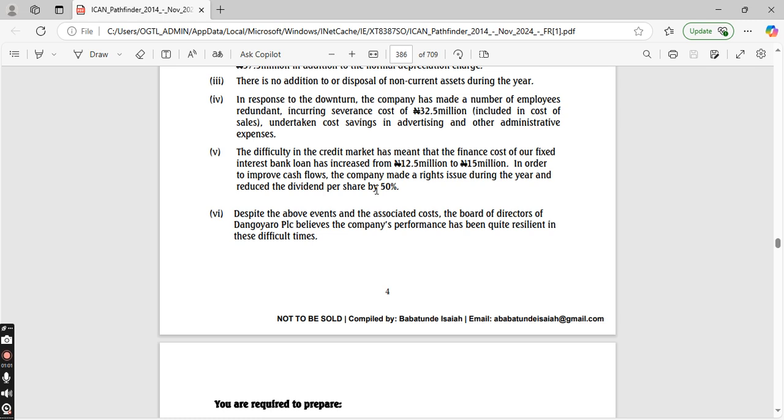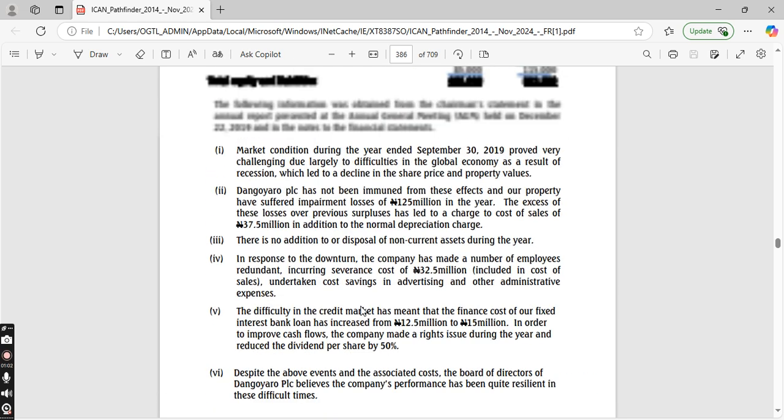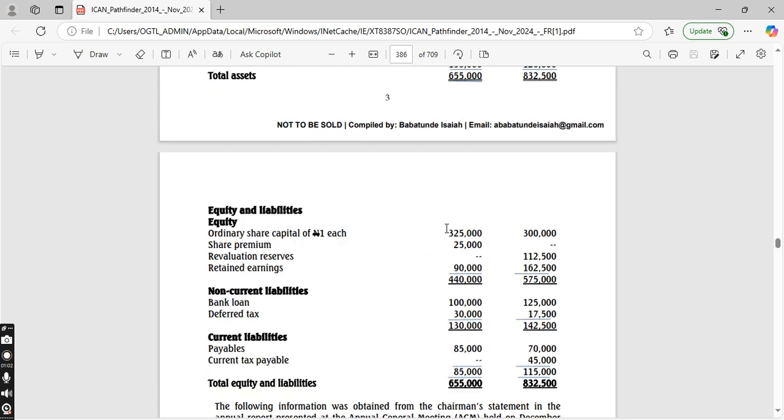Is that what it means? Instead of paying you dividend, we want you shareholders to subscribe into our shares. So that is it. Now we have that right issue, right? How much did we get from our right issue? That's the 25,000 increase, right?